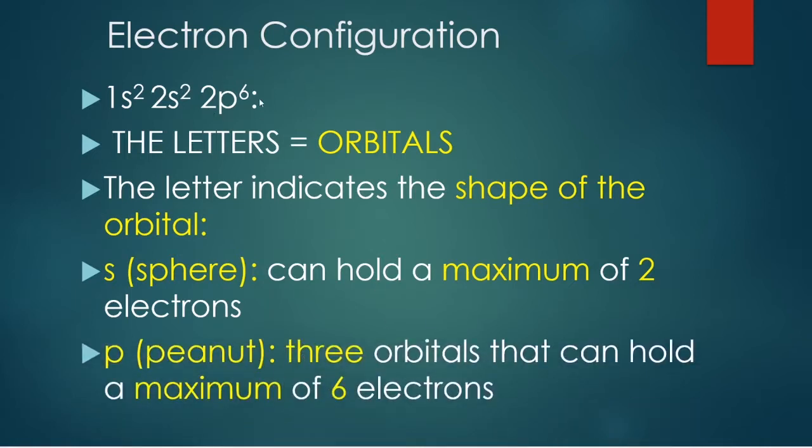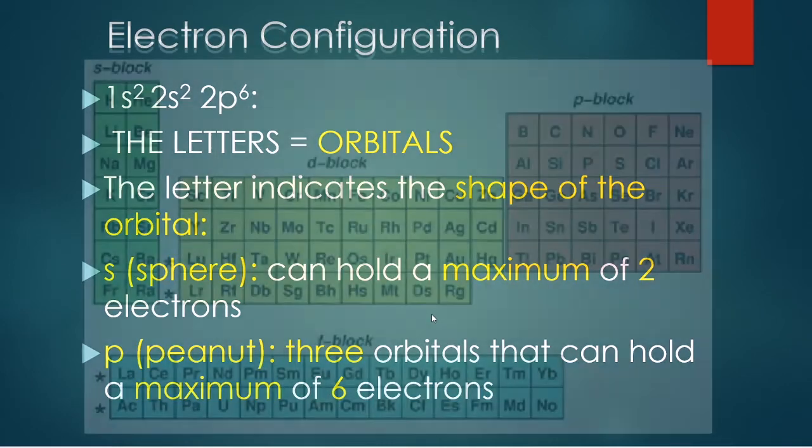You notice you have a p up here, and this is a peanut orbital. We call it a peanut because the way the electrons go kind of looks like an infinity sign, and we call that the peanut shape. In the p, there are actually 3 different orbitals that take that shape of path around the nucleus. Since there are 3 of them, it can hold a maximum of 6 electrons, because each orbital can hold 2.